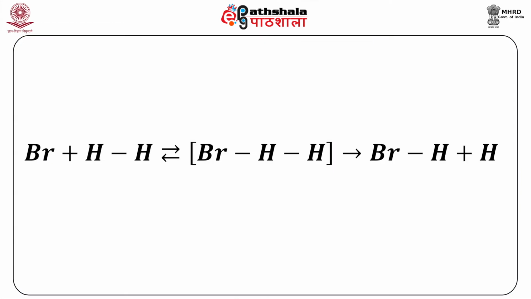Let us consider a reaction as shown. Bromine with hydrogen molecule. So there is a bond between two hydrogen atoms, and the transition state complex is shown in the following manner: bromine attached to hydrogen, which is further attached to hydrogen, and this gives the product as bromine reacting with hydrogen molecule, where there is a single bond between two hydrogen atoms.